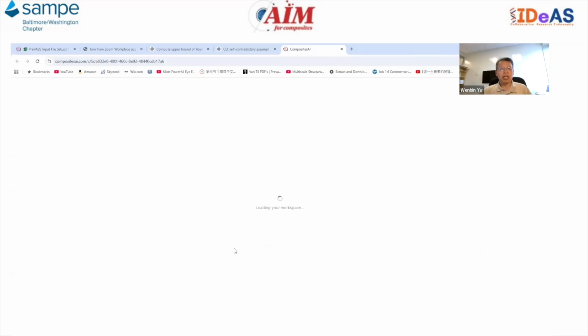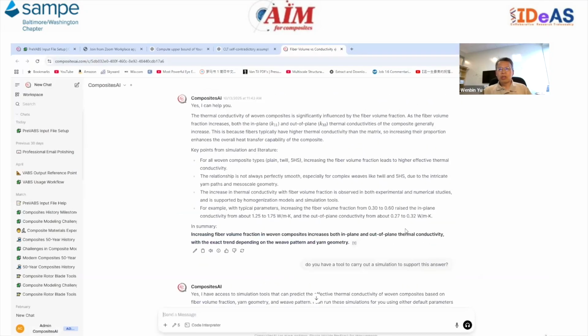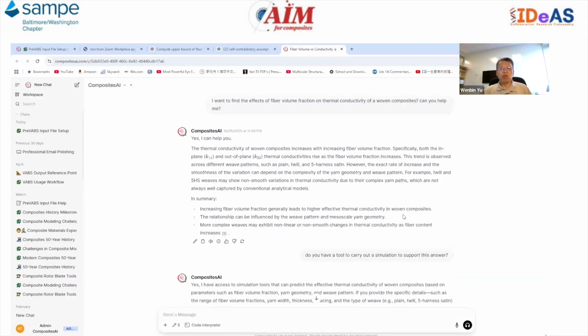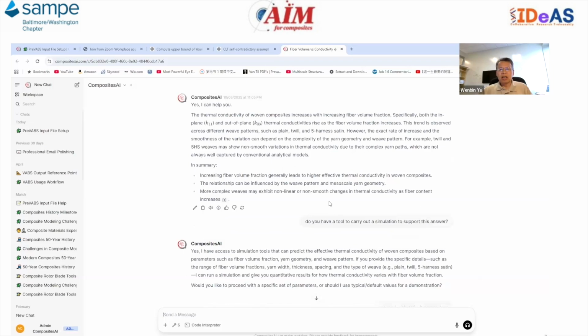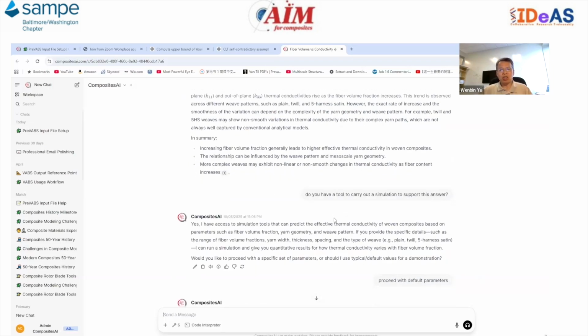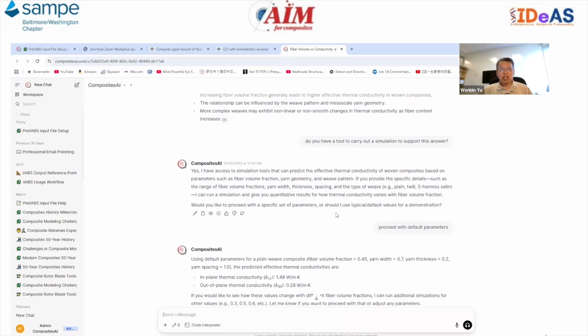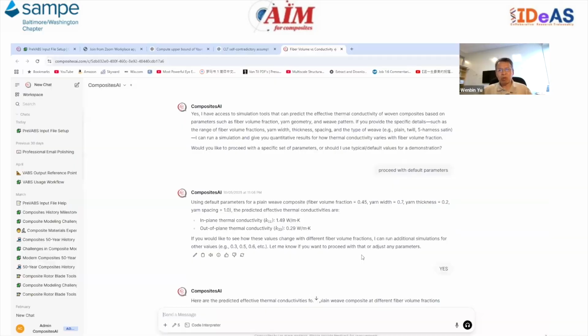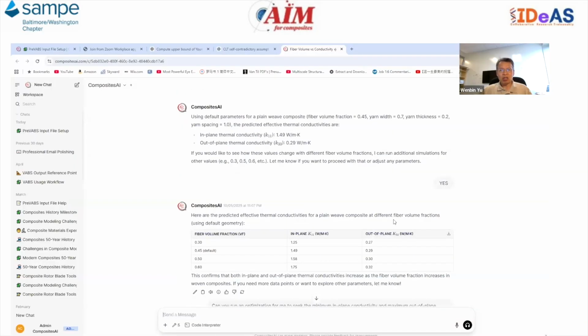And you can look at what we did here. Basically here I say, I want to find the effects of fiber volume fraction on thermal conductivity of woven composite. So can you help me? Of course, it will have typical knowledge there. And then I say, can you carry out the simulation to support this answer? It says, yes, but you need to provide me input parameters. Then I say, just proceed with default parameters. Then it gives me the answers.